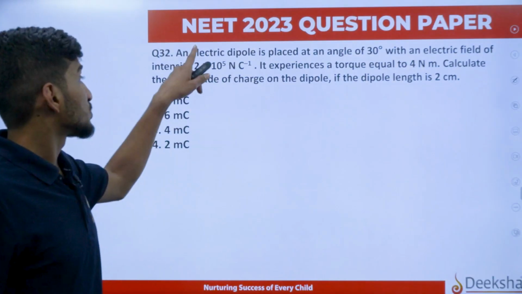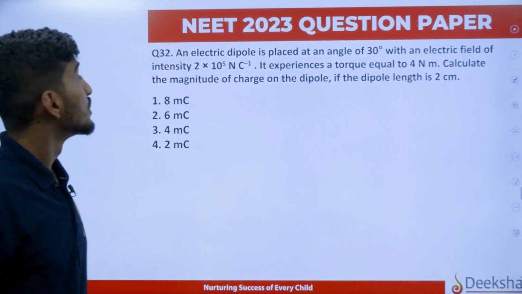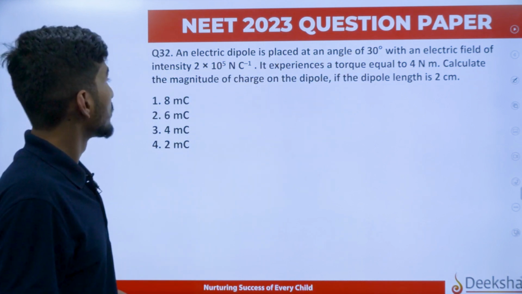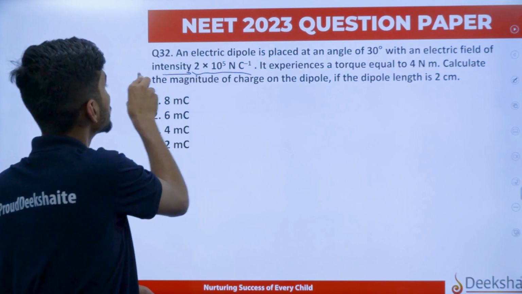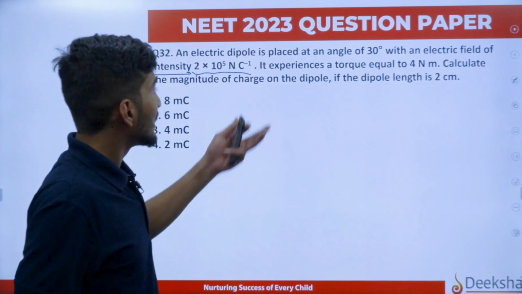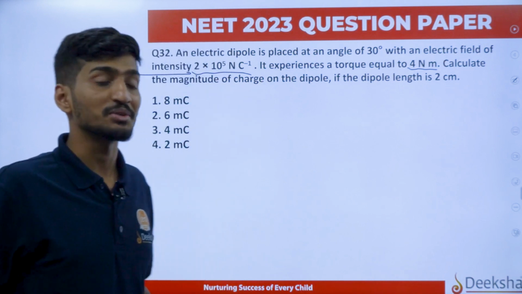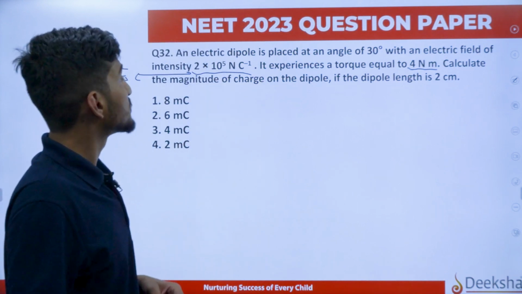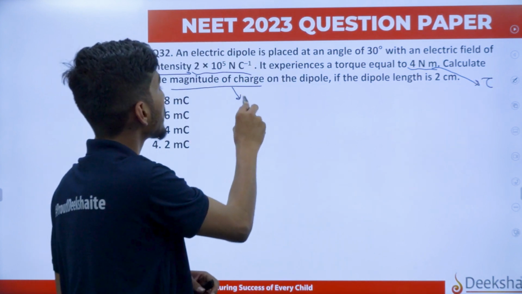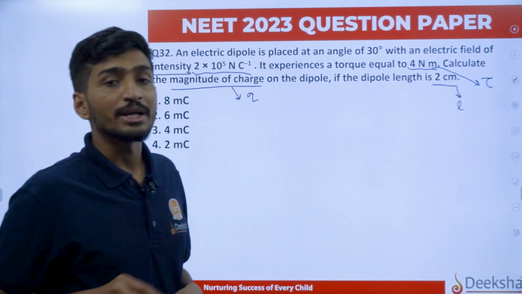Moving on. Alright, next question from electrostatics. It's a question about a dipole, and the question says an electric dipole is placed at an angle of 30 degrees with an electric field. The electric field's value, basically E, is given, 2 into 10 to the power 5 Newton per coulomb. It says it experiences a torque of around 4 Newton meter. So the value of torque is also given. Calculate the magnitude of charge on the dipole. Magnitude of charge just means they are asking you to calculate Q if the length of the dipole L is 2 centimeter.